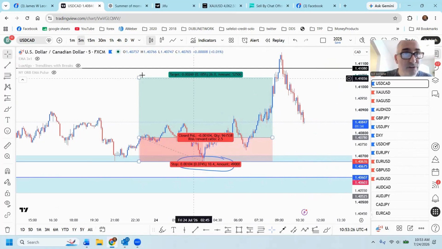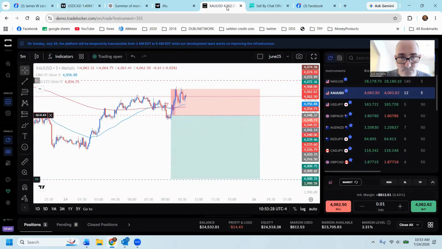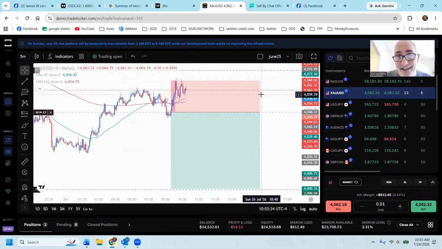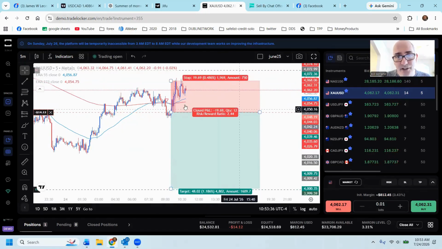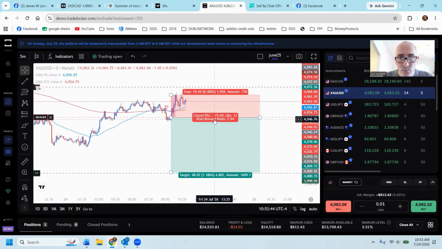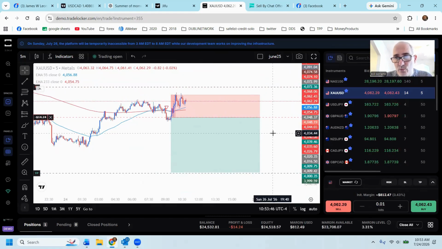Okay, guys, so let's see here. It looks like gold, I don't know, could decide just to stay in this area all day. It could shoot up and take me out of the trade, or hopefully it moves down here so I can get into profit. And I have my target set here. It's about a 1 to 2.44 risk to reward.